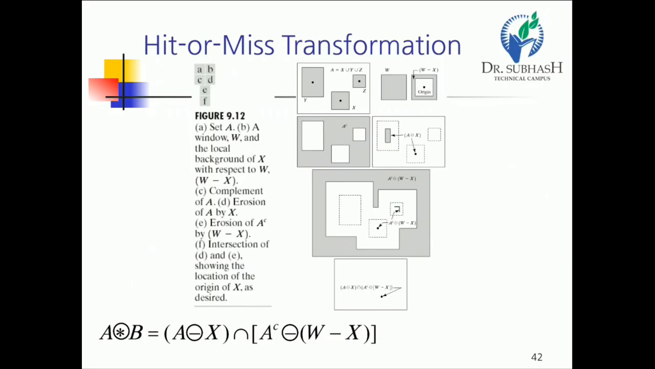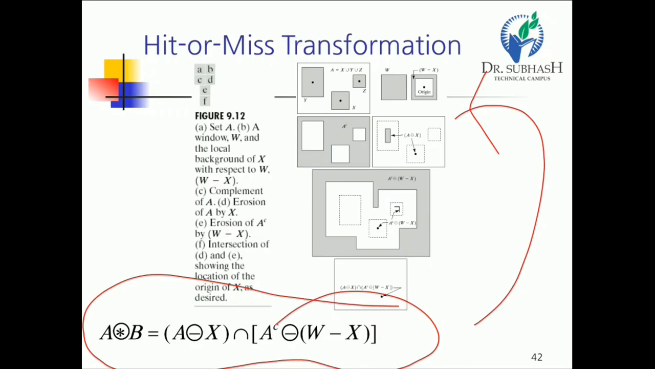The hit-or-miss transformation can be represented with this function, and the representation can be done by using different images. In figure A, there is a set A and a window W, and the local background of X with respect to W, that means W minus X, can be represented in image B. Image C is the complement of image A, figure D is the erosion of A by X, and the last one is the erosion of A complement by W minus X, and F is the intersection of D and E. This is the location, so we are getting the hit. This is the function of the hit-or-miss transformation.